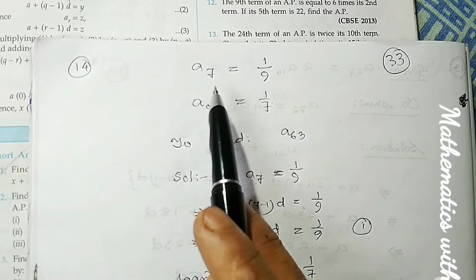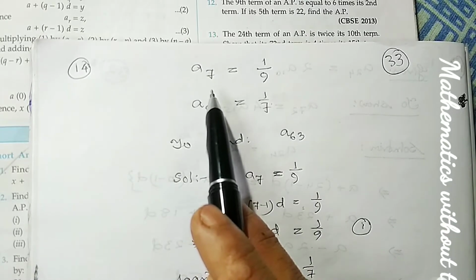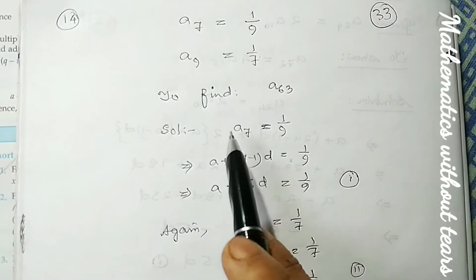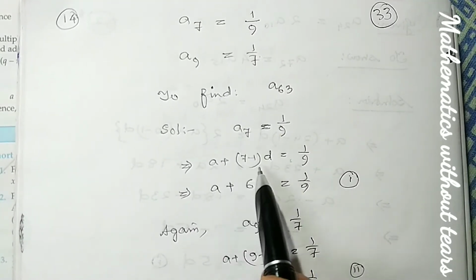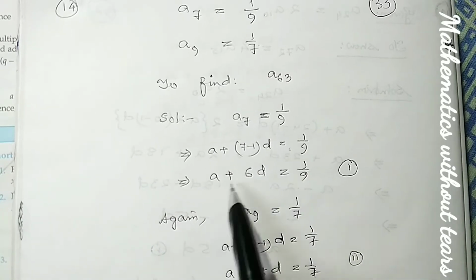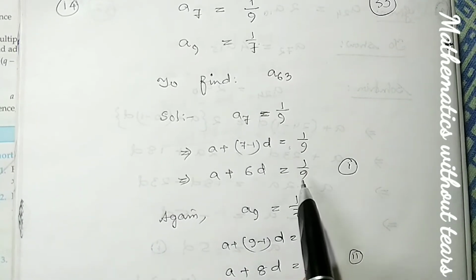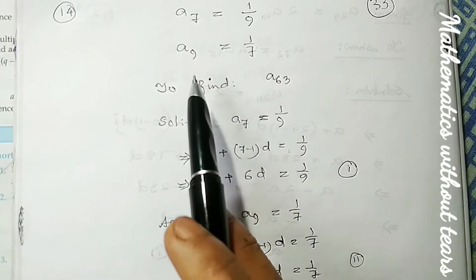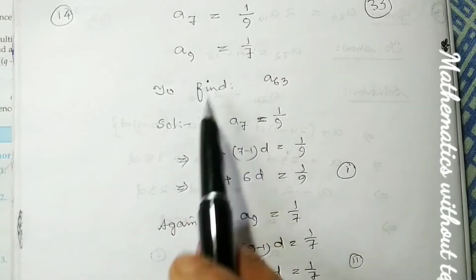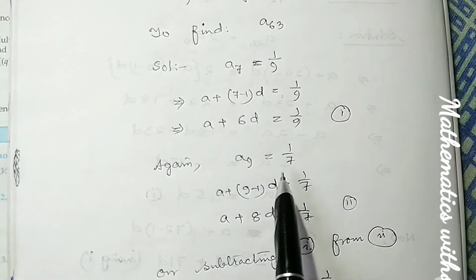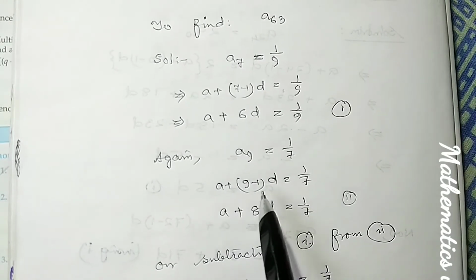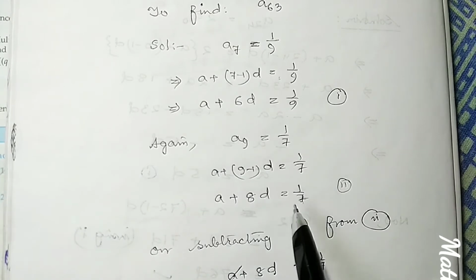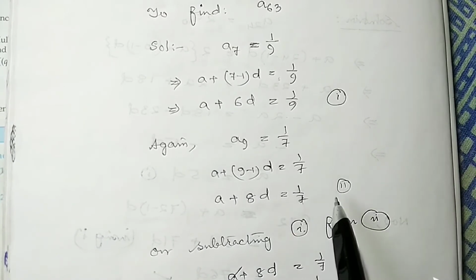Since A7 is given, we can write A7 equals 1 by 9, and the formula of AN, A plus N minus 1 into D, is 1 by 9. A plus 6D is 1 by 9. Let it be equation number 1. Now the second condition given here is A9 is 1 by 7. A plus N minus 1 into D is 1 by 7. A plus 8D is 1 by 7. This is equation number 2.